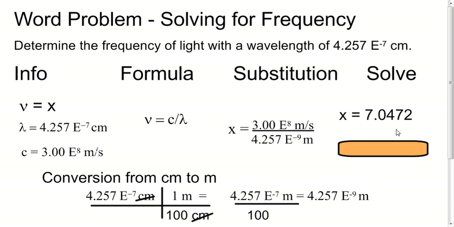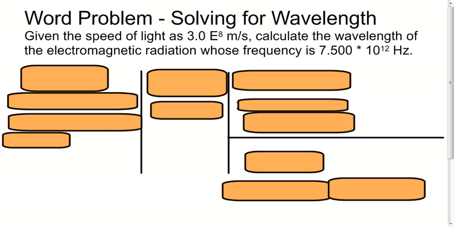And now the last step is to figure out how many sig figs I'm going to need. Light has 3 and this is 4, so I'd round my answer such that it has 3. So I go 1, 2, 3. I look to the 7, which rounds up, and therefore I end up with 7.05 hertz. And that's my answer for frequency.